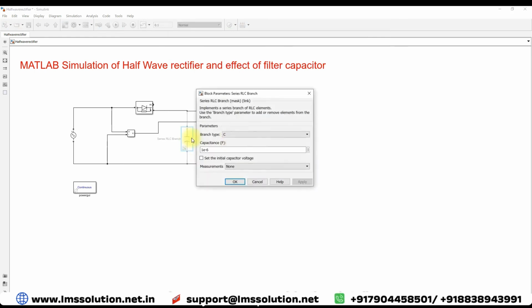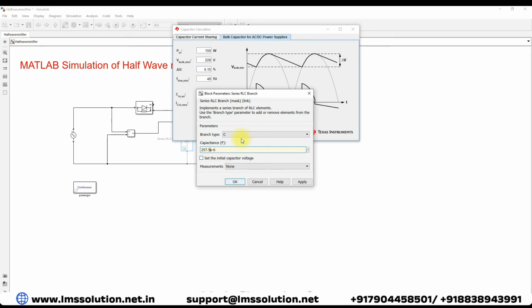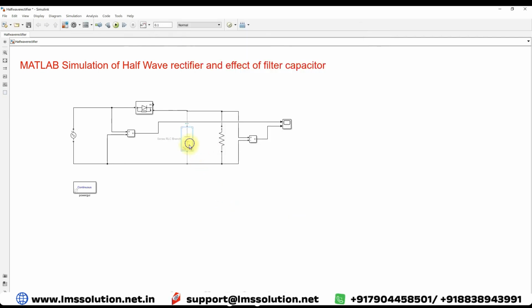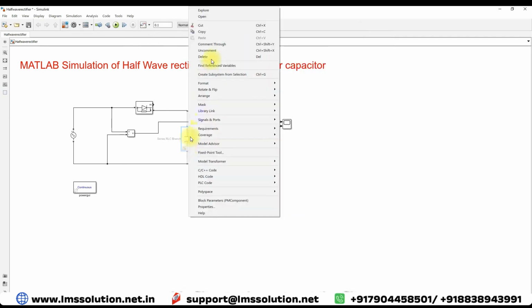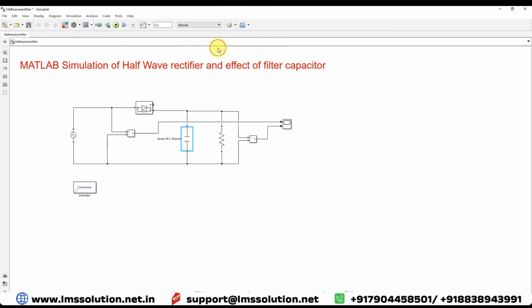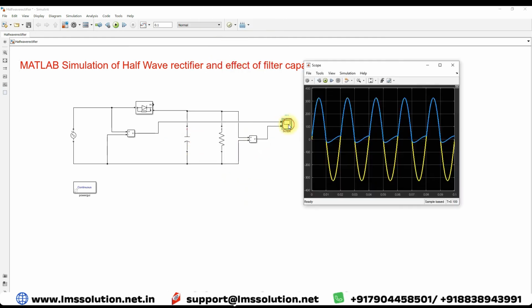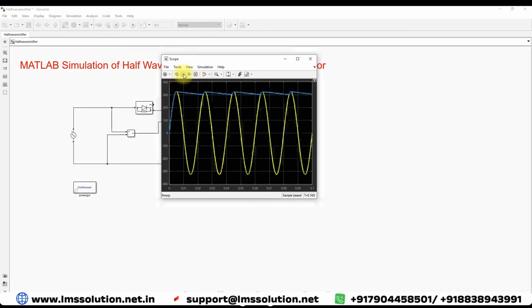Okay, so here you can provide the detail 57. So this is the filter microfarad, so this is the filter value. Here I am going to comment out this filter, and then you have to see the result. Here I'm going to simulate the model.